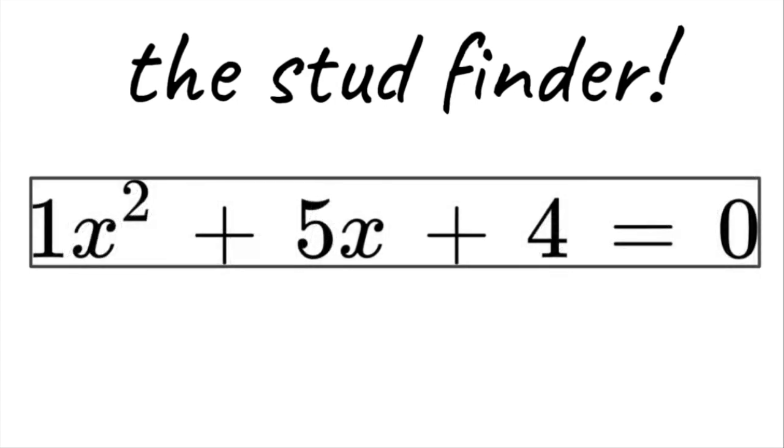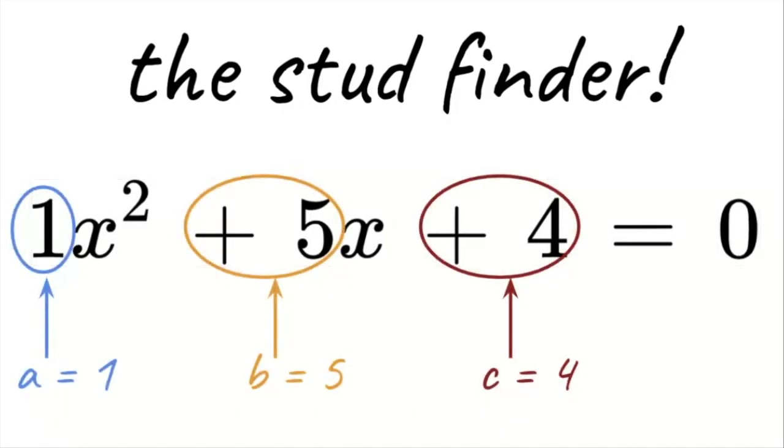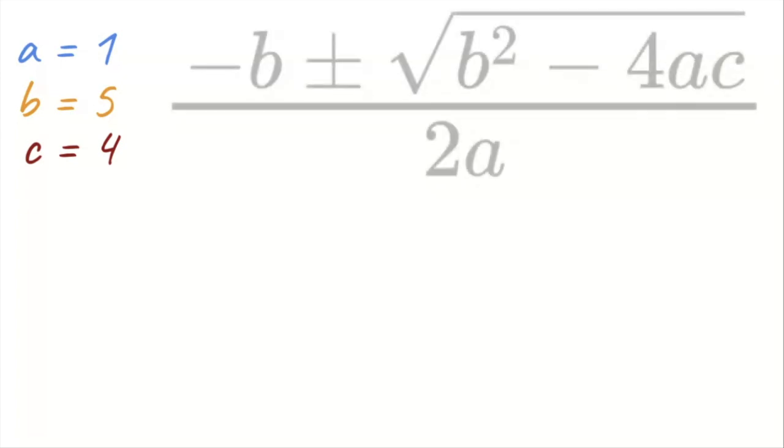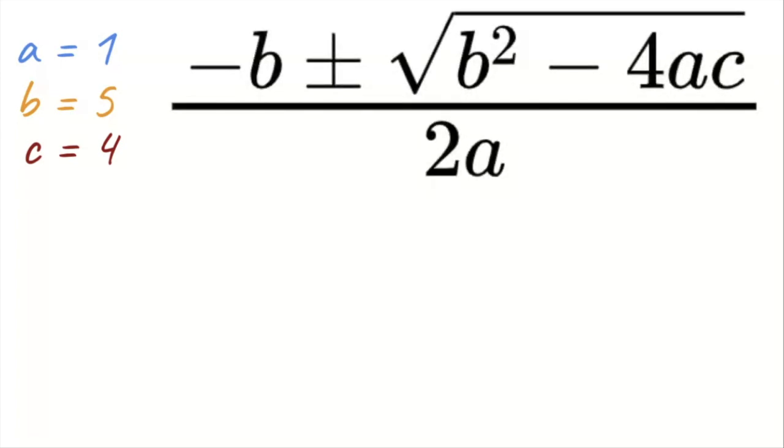In the one we just saw, the A stud is the number 1, the B stud, positive 5, and the C stud, positive 4. Now that we've located our three stud values, we're going to mark them on our paper, almost like we're marking a little X on the wall where the studs are. Using our quadratic formula, we're going to match up the formula with the three stud values that we found. So let's see how it plays out.